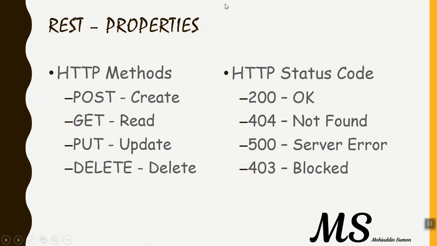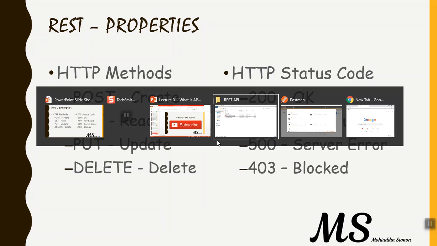So what are the properties? Some properties are that REST uses HTTP methods and HTTP status codes. What are the methods? There are the GET method, POST method, PUT or DELETE method, and there are different status codes. So let's just see them in action.